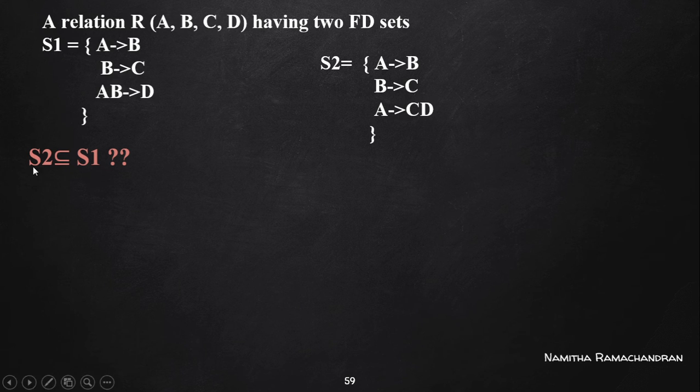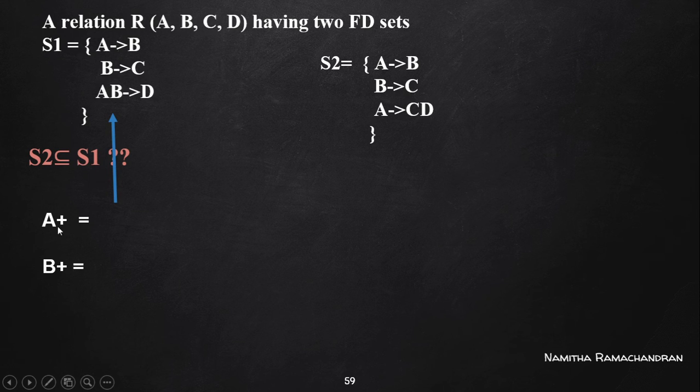So which one is the subset? S2. Which one is the superset? S1. So our step is to find the closure of the subset with respect to the superset dependencies. Move to S2 and find the closure of the LHS part of the subset. The LHS part contains A, B, and this A is repeating. So find the closure of A once and the closure of B, with respect to the superset dependencies. The superset contains this S1.